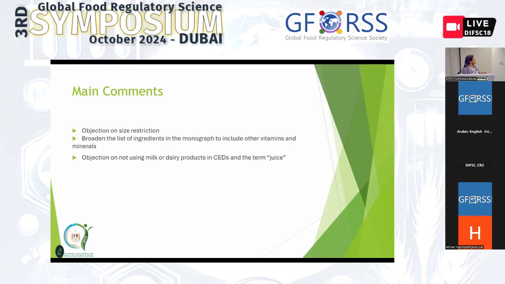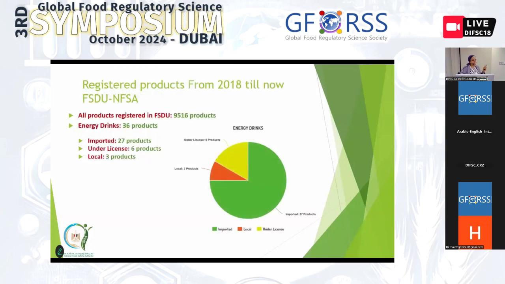There was a request to broaden the list of ingredients which were discussed in the monograph and to include other vitamins and minerals such as biotin and some amino acids. And also there was an objection on not using milk or dairy products in energy drinks, and also an objection on prohibiting the term juice. Anyway, these comments will be discussed and reviewed, and if any adjustments need to be made, it will be done.